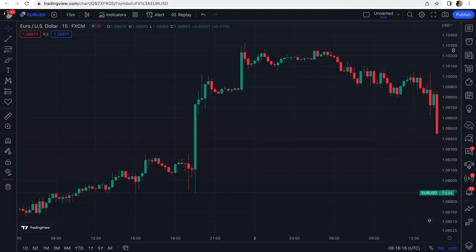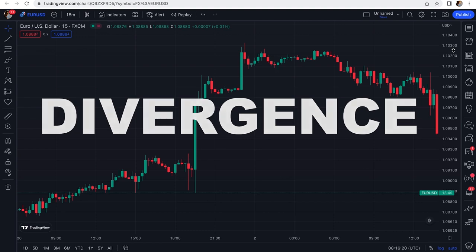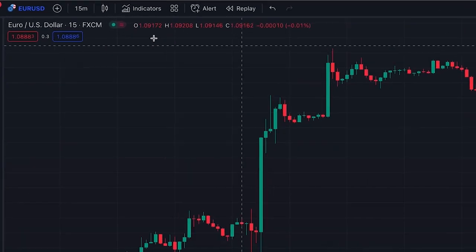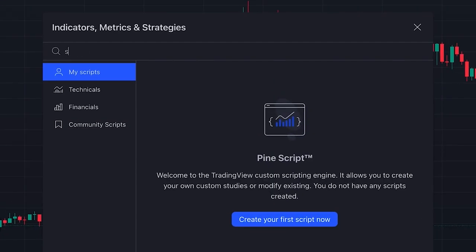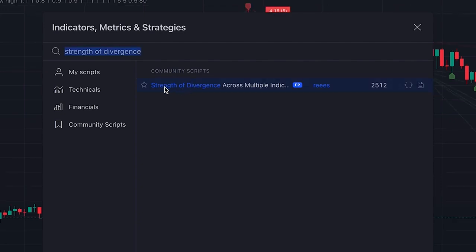In today's video, I'm going to introduce a wonderful indicator for identifying divergences. To add this indicator to our chart, here we click on indicators and we search strength of divergence. This one. Strength of divergence across multiple indicators, which is an editor specs indicator, and it's written by someone named Reyes, if I'm pronouncing the name correctly.